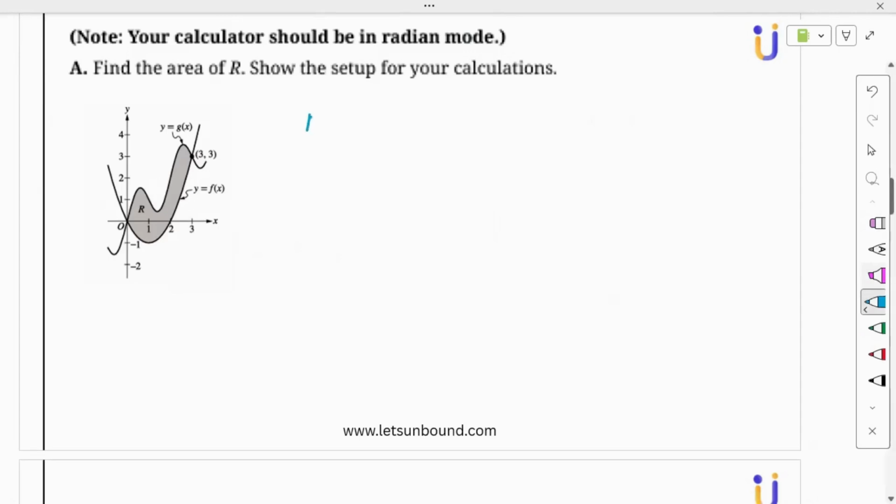So the region R is the integral from a to b. What is the top curve? g of x. We can clearly see this. And the bottom curve is f of x. So it's very important: g of x minus f of x dx. So what is my a and b? We can clearly see the intersection points of the curves are at 0, on the x-axis, so 0, 0 and 3, 3. So my a is 0 and b is 3. So 0 to 3.